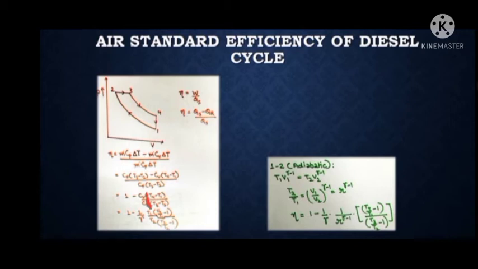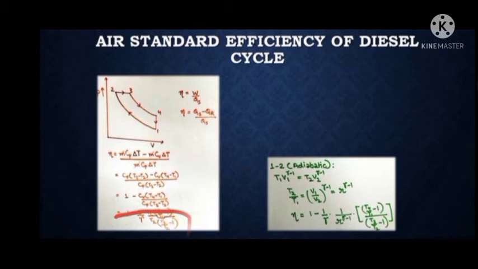So the relation becomes 1 minus 1 by gamma, T1 by T2. We have taken T1 common, T4 by T1 minus 1, and from the denominator we have taken T2 common, so it becomes T3 by T2 minus 1. So this is one relation: 1 minus 1 upon gamma, T1 by T2, into (T4 by T1 minus 1) upon (T3 by T2 minus 1). We all know that 1 to 2 is a reversible adiabatic process.